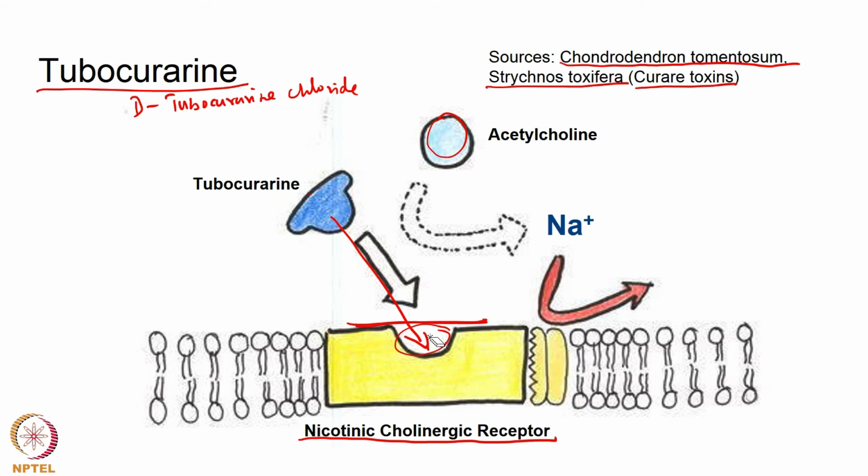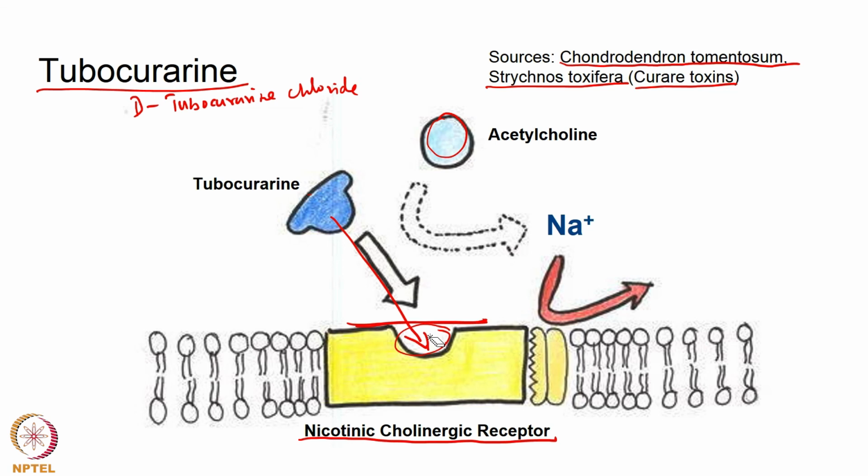Actually, when it reaches the breathing muscles, it could stop breathing and essentially cause death. This is how arrow poisons are used. Tubocurarine chloride is coated on the arrow, and when it is shot at the animal, the game of interest or the particular target of interest, this animal is paralyzed by the action of tubocurarine.